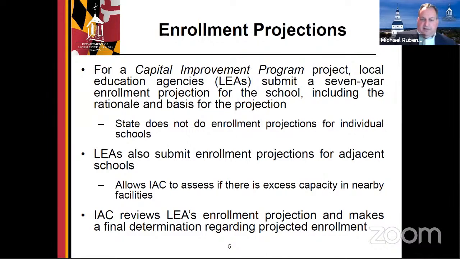And this is the key factor here, which is the IAC is the final arbiter of how big the school can be from an enrollment perspective. The LEAs provide the data, the IAC reviews that data, and it makes the final determination. And that is where sometimes there is some conflict, some dispute about how big the school needs to be. Next slide.